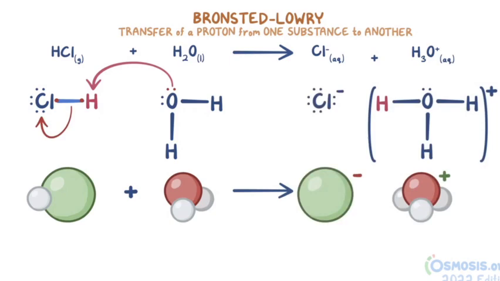Remember that a Bronsted-Lowry acid is a proton donor, and a Bronsted-Lowry base is a proton acceptor. Since HCl donates a proton, HCl is a Bronsted-Lowry acid. Since water accepts a proton, water is a Bronsted-Lowry base. When HCl donates a proton, it turns into Cl-. When water accepts a proton, H2O turns into H3O+.